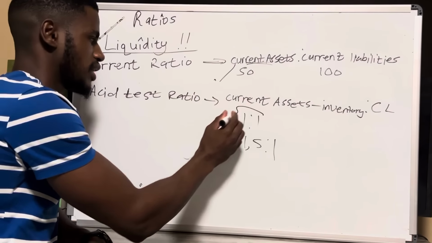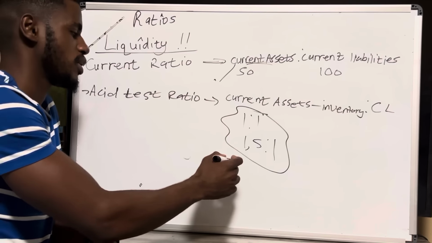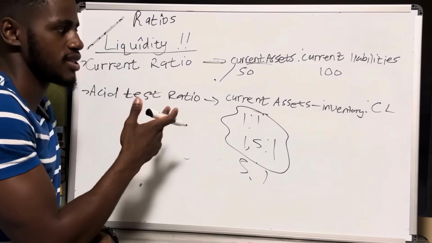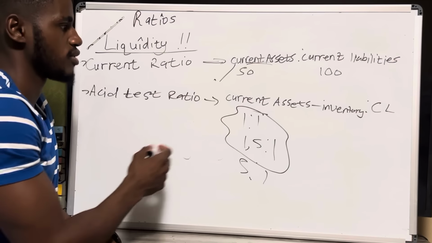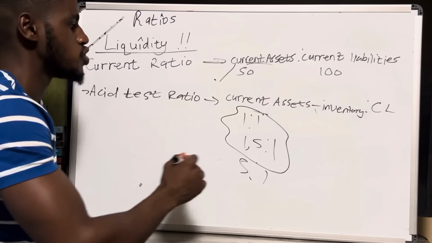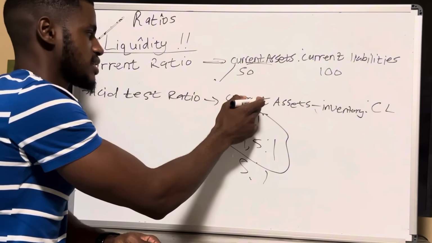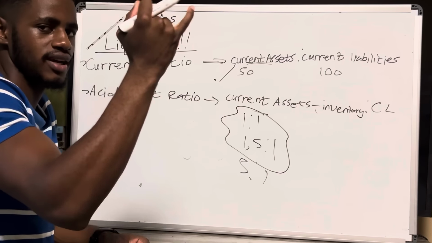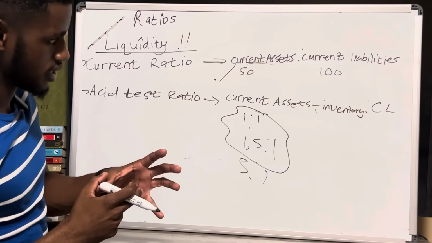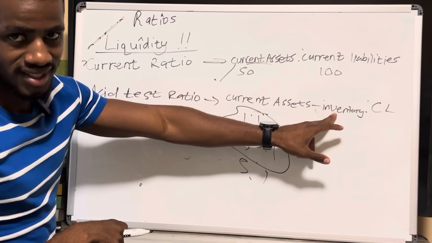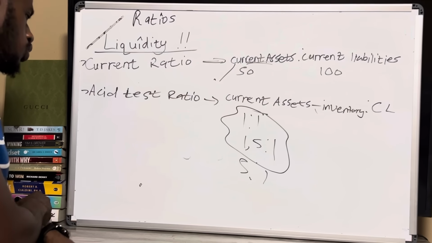If it's around here, it's good, it's okay. We also don't want it to be 5:1 for the reasons that we stated in the previous ratio. Obviously, in this case, we do not have inventory anymore, so if it's around here, it's safe. So here, it's current assets. Remember, current assets, there's three things: inventory, trade and other receivables, and cash and cash equivalents. You add all of those, and then minus the inventory. Okay, so that is our acid test ratio.